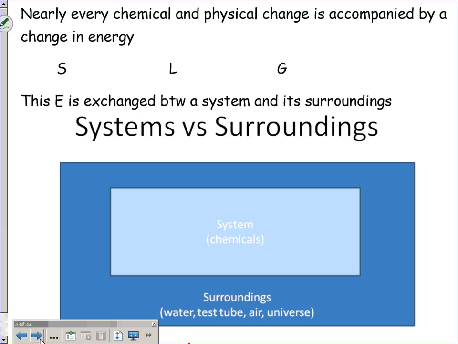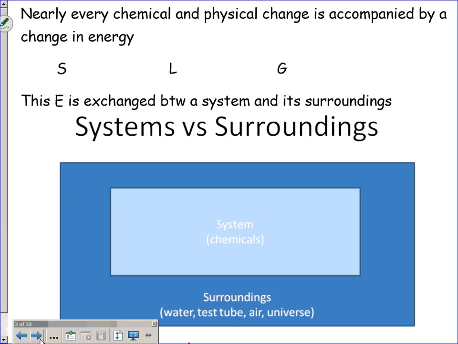Okay, so most chemical reactions do have a temperature change component with them, as do some phase changes. Phase changes are just going to be solid to liquid to gas or vice versa.